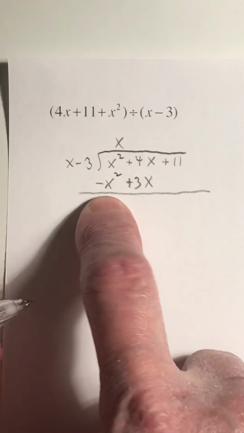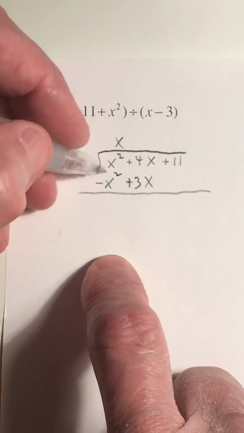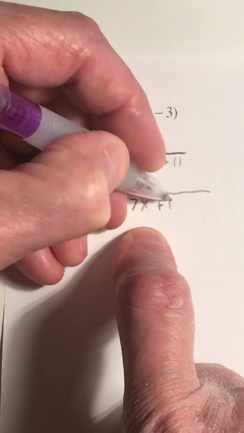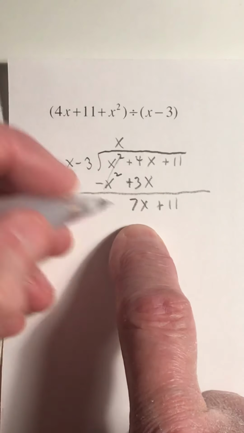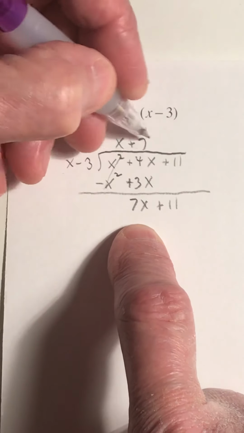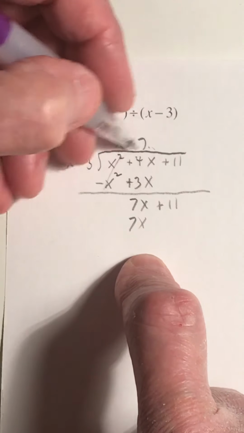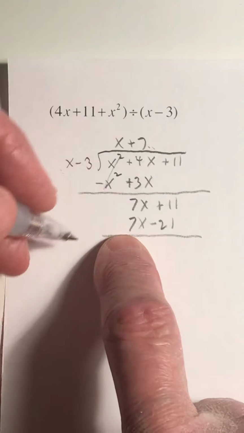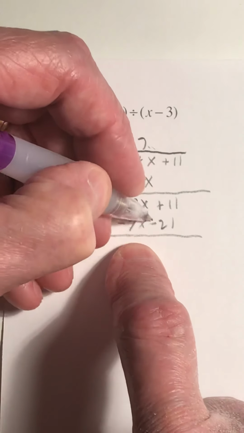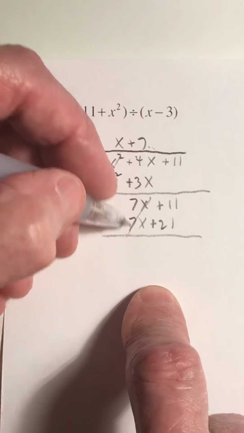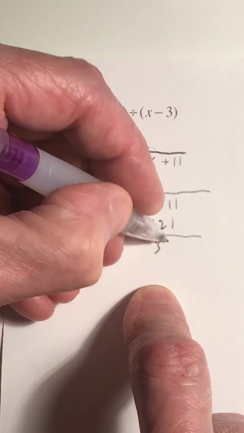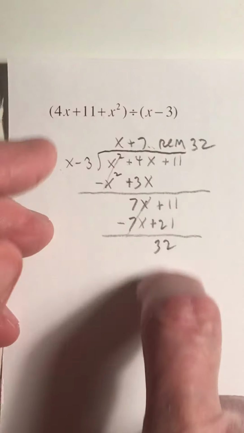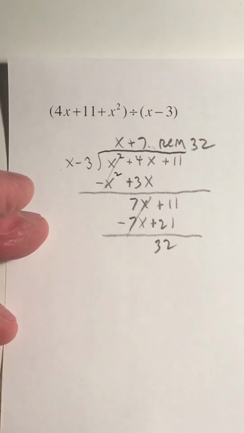So that was positive, it became negative. That was negative, it became positive. We add, the first column disappears like it's supposed to, and now we have 7x plus 11. So, what do we write next? Plus 7. 7 times x will be 7x. 7 times minus 3, minus 21. And then we change to the opposites. That becomes negative. That becomes positive. And 32. Answer is x plus 7, remainder 32.